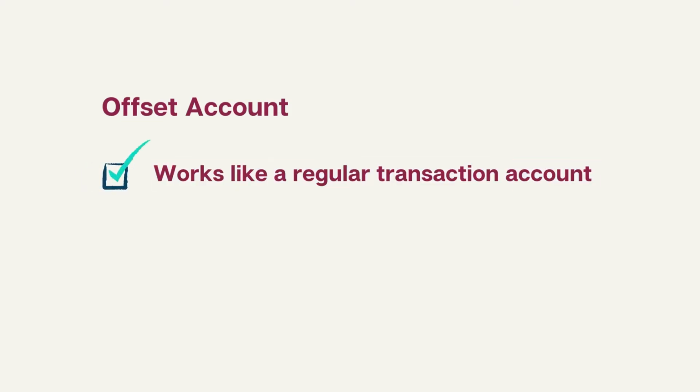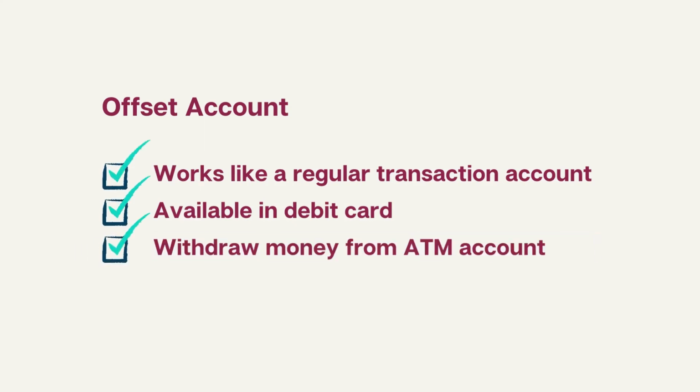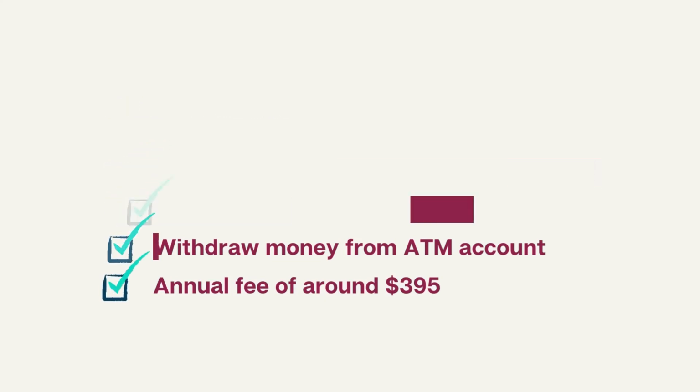An offset account works like a regular transaction account. You can have a debit card and you can use it to buy things. You can also use the card to take out money from your ATM account. The thing is, if you have an offset account with most banks, there is a fee. And it's normally around $395 a year. So these are the options that you have.